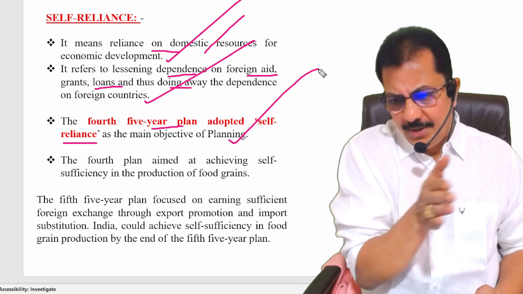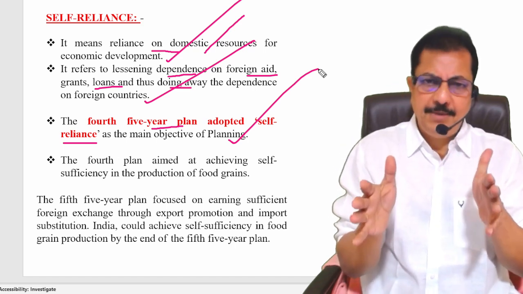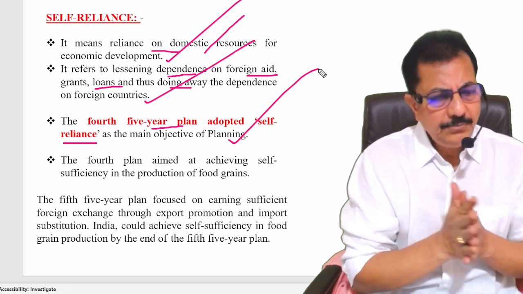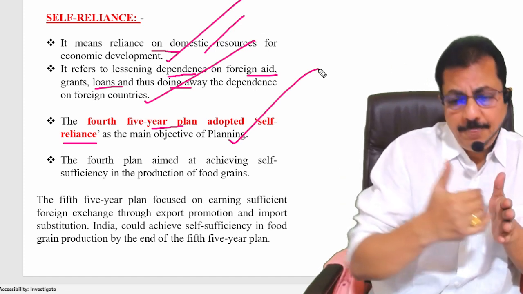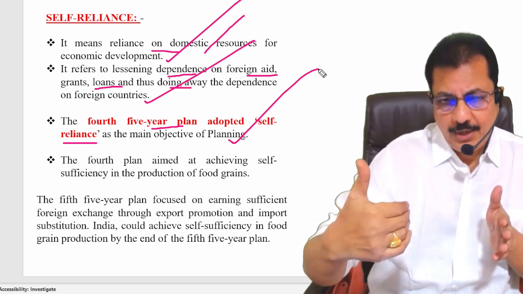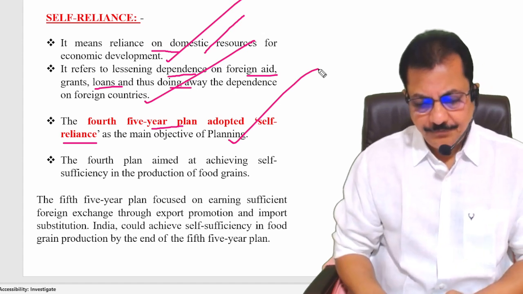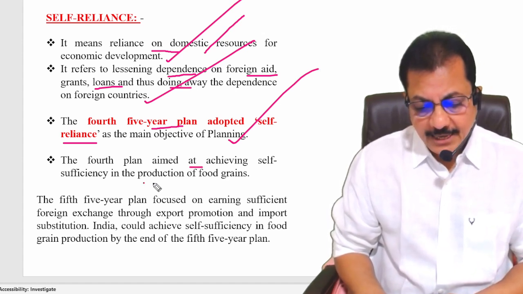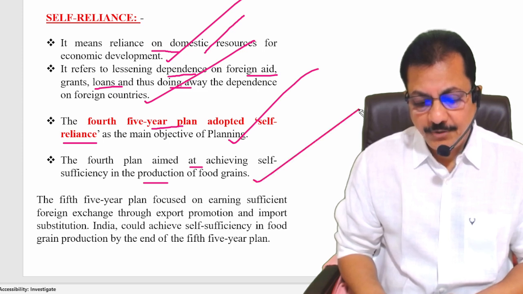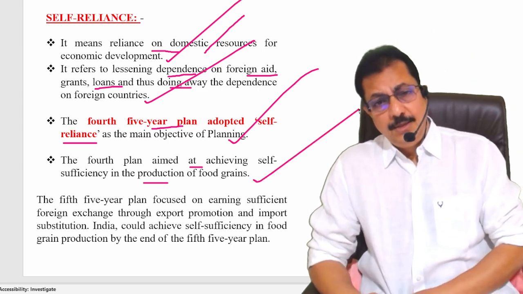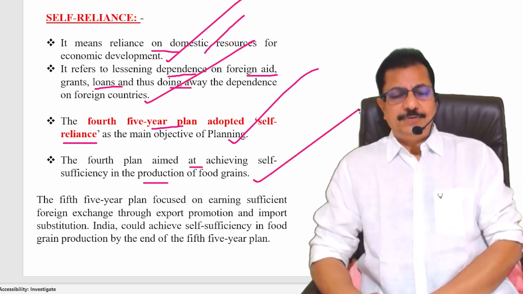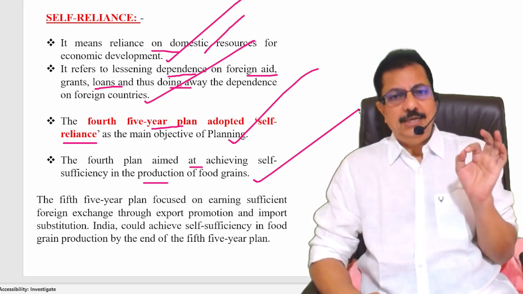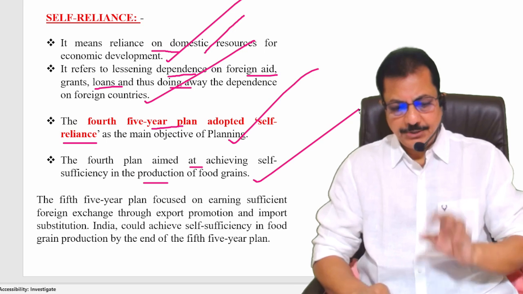So you have to remember the plan period. Every plan period you have to remember. Clear? In this case, it is the fourth 5-year plan, from 69 to 74. Okay? But we'll discuss all these things. So the fourth plan aimed at achieving self-sufficiency in production of food grains. When we are talking about self-sufficiency and self-reliance, there is a difference. I'll tell you what this is.